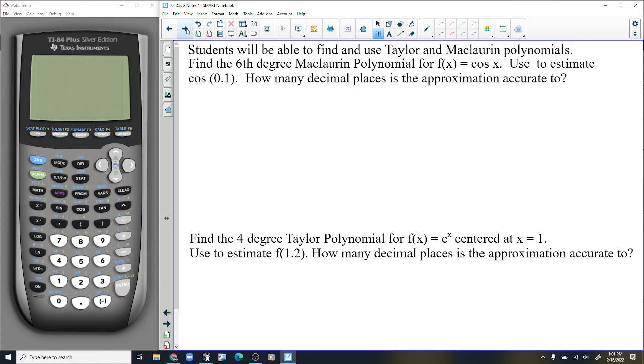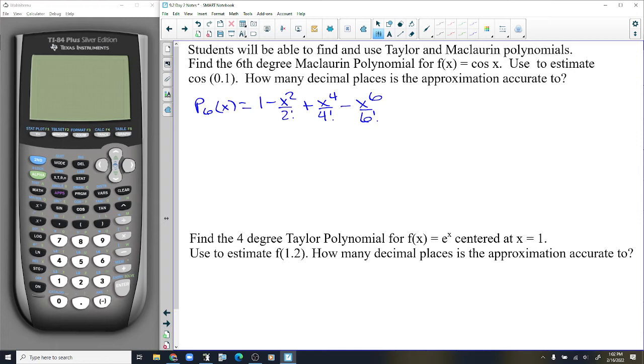Students will be able to find and use Taylor-Maclaurin. Find the 6th degree Maclaurin polynomial for f of x equals cosine, used to estimate cosine of 0.1, and we already know that it goes to 10 decimal places because we've done this before. But we're not building it. We're not doing all the derivatives if we don't have to. That's the difference between what we've been doing so far and today. Today, I just want you to be able to do this. P sub 6 of x is, all right, it's an even function when it's centered at 0. So that means we have x to the 0, x squared, x to the 4th, and x to the 6th.